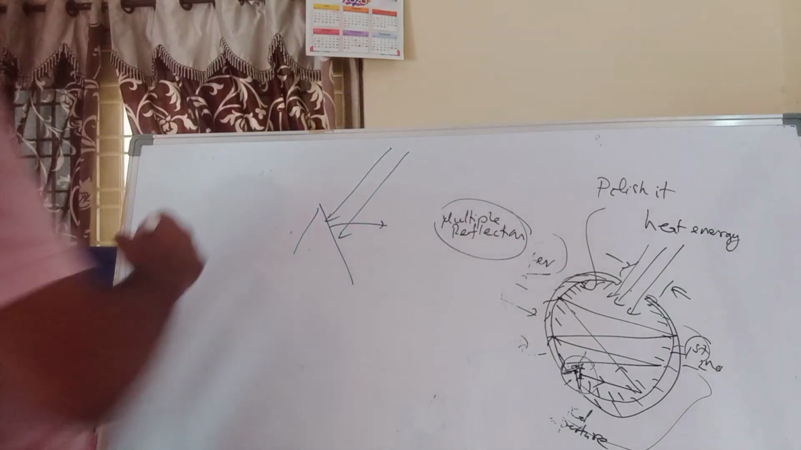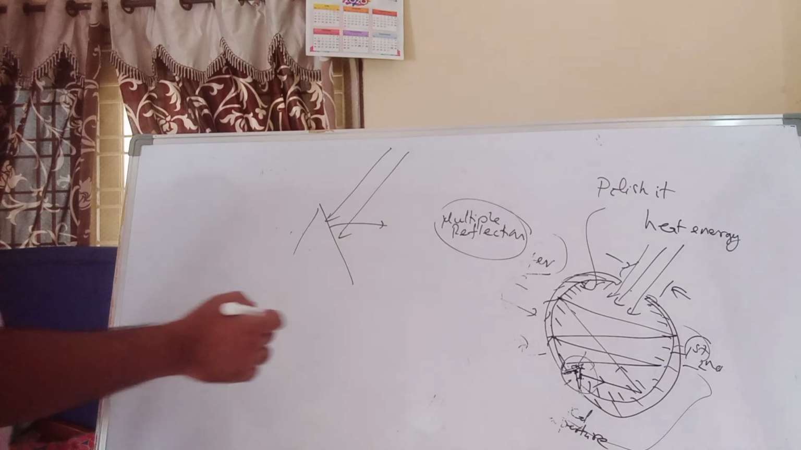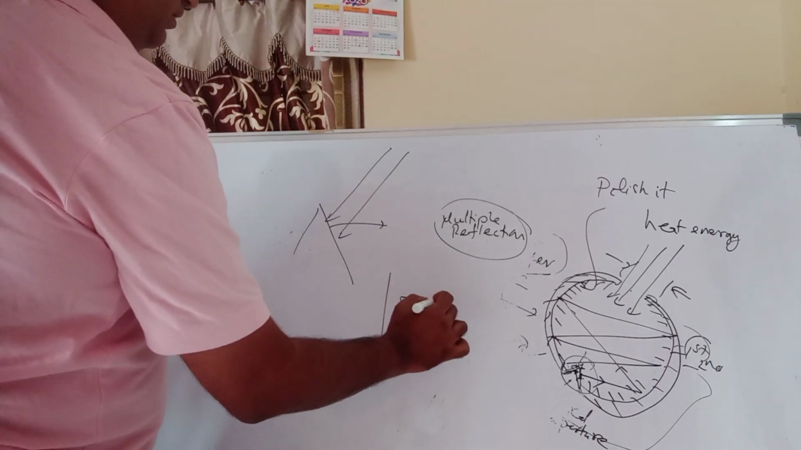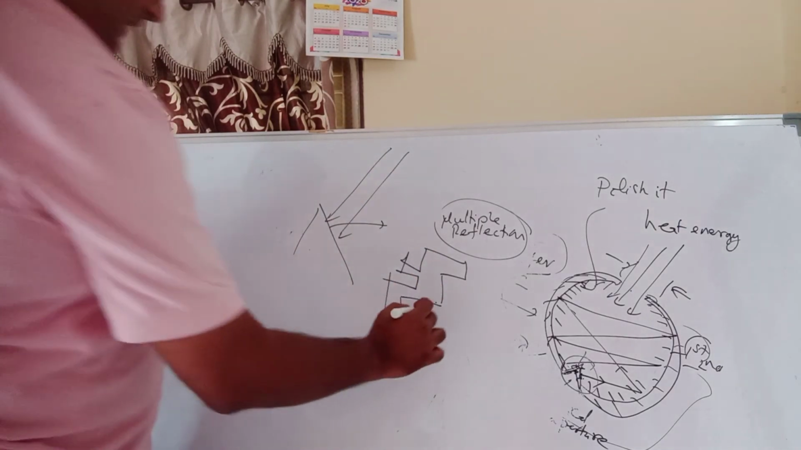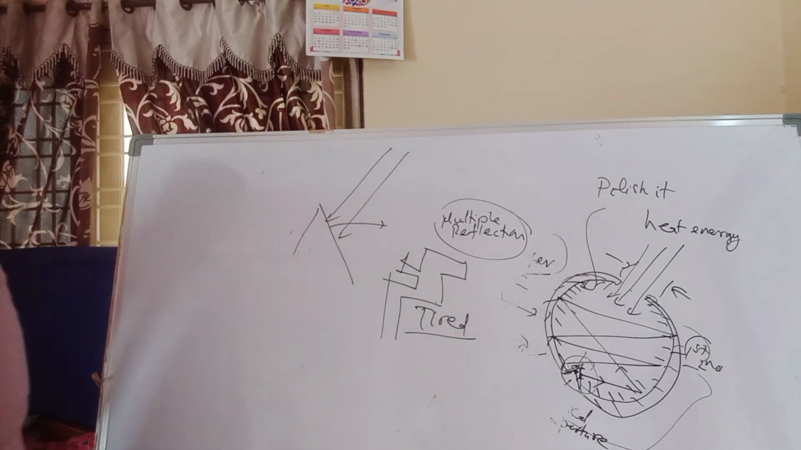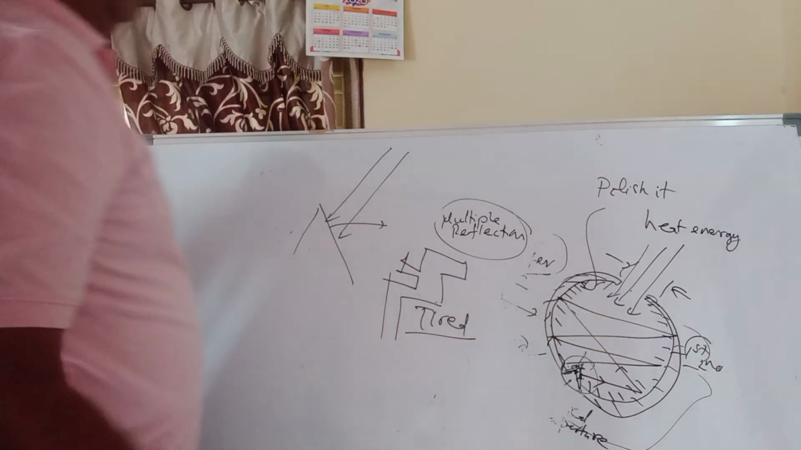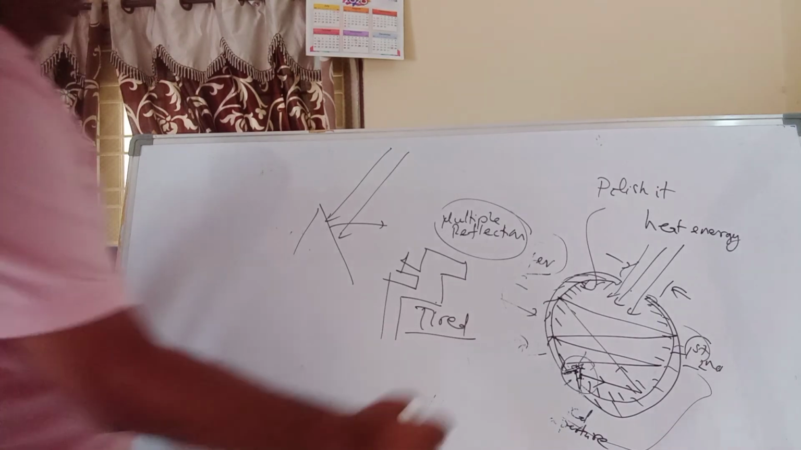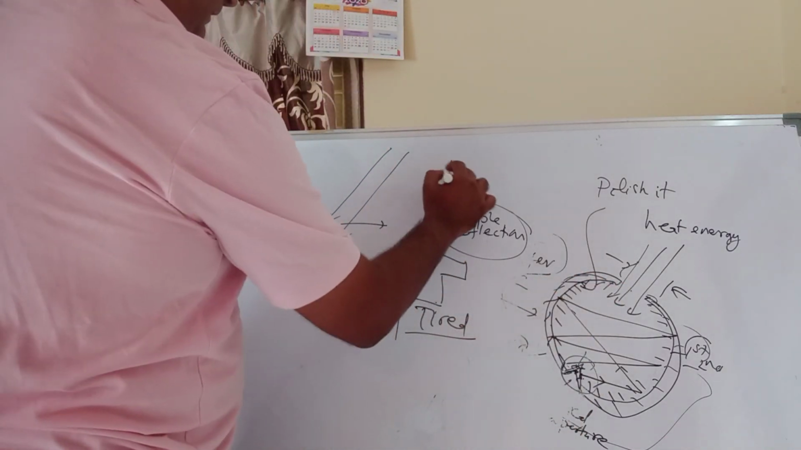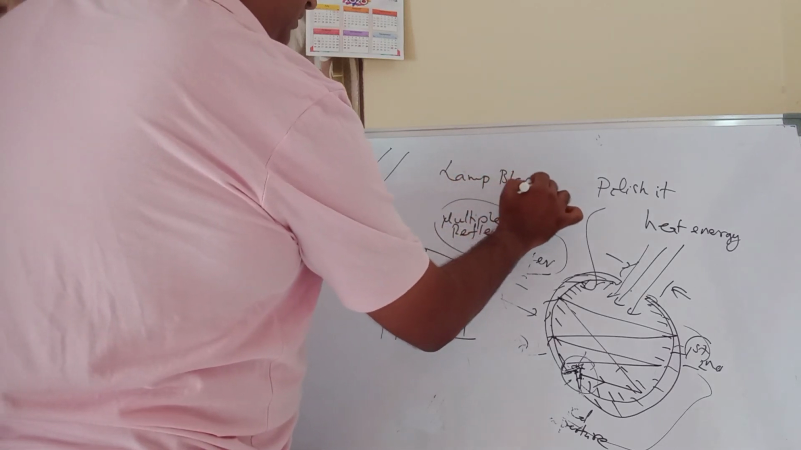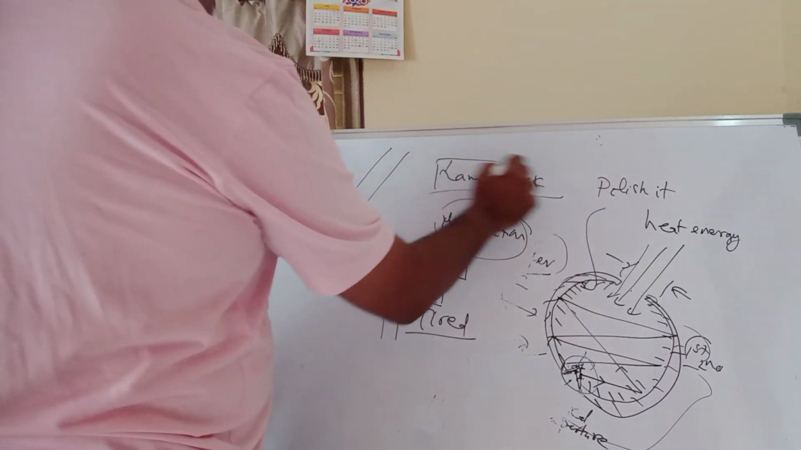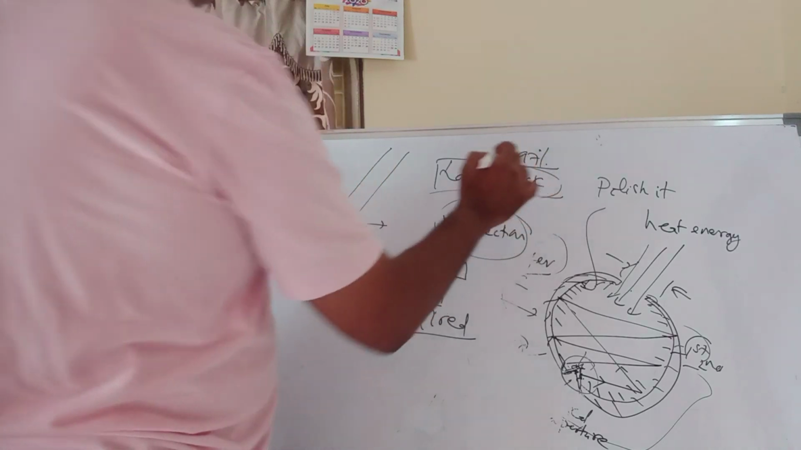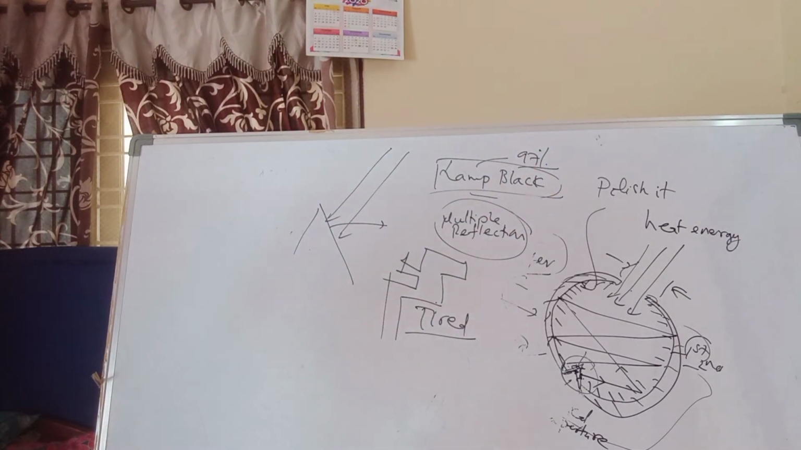Till what time will it happen? It's like you went into a street, then it turned, then it turned, you kept on turning like this, and finally you are tired. Similarly, these heat waves will also be tired, and they will be absorbed by this material, lamp black. Some part is lost in reflection, but the remaining part will be absorbed by the lamp black. How much percentage? Approximately 97%. So this is a real black body which is constructed in a laboratory.